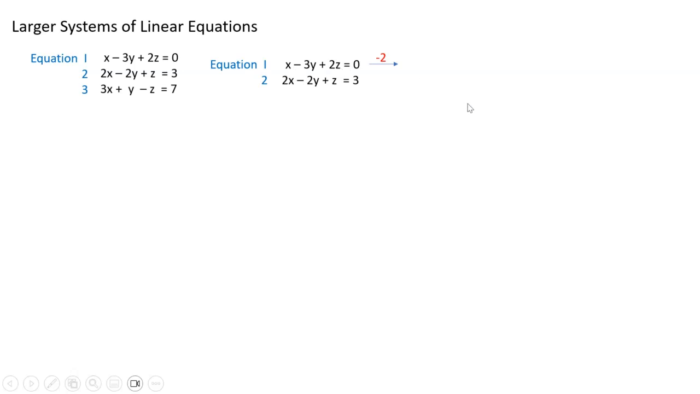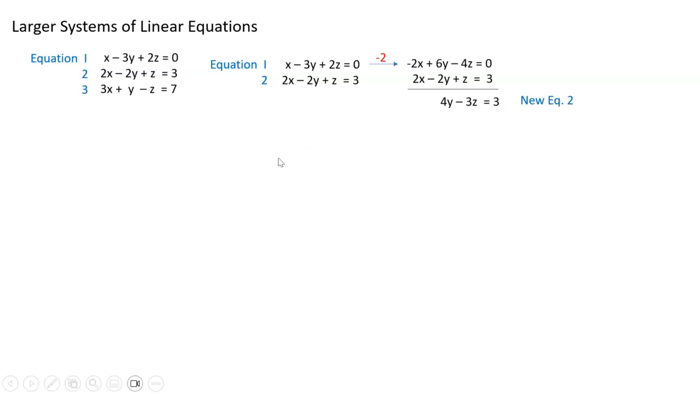Multiplying every term in equation number 1 by -2 results in -2x plus 6y minus 4z equals 0. Equation number 2, all we do is slide it over. After we add them, the x's are eliminated, so we're left with 4y minus 3z equals 3.